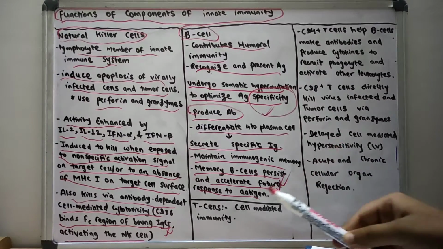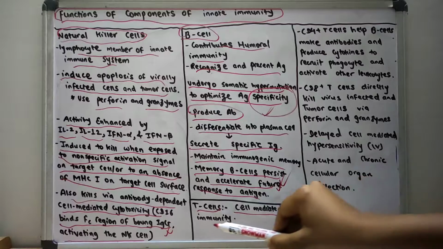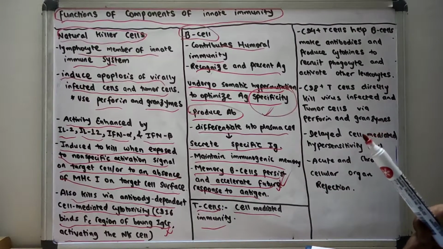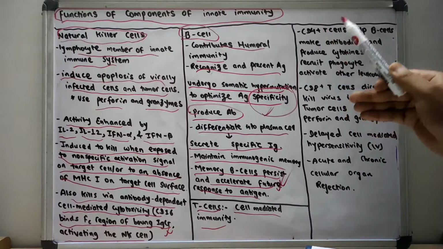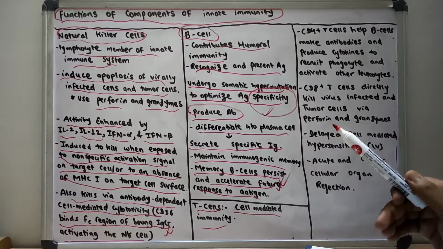Now let us talk about the T cells. The T cell contributes to the cell mediated immunity. There are specifically two types of T cell, CD4 T cell and CD8 T cell. The CD4 T cells are also known as the helper T cells, whereas the CD8 T cells are also known as the cytotoxic T cells.